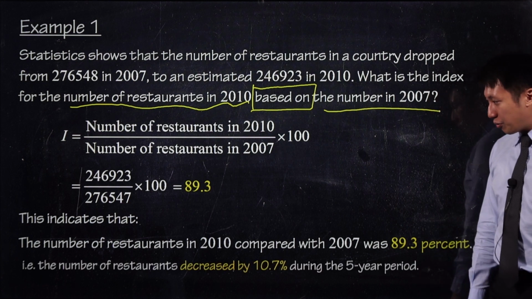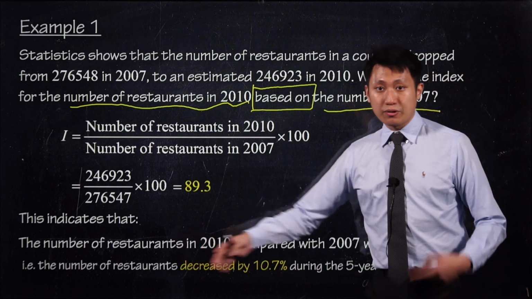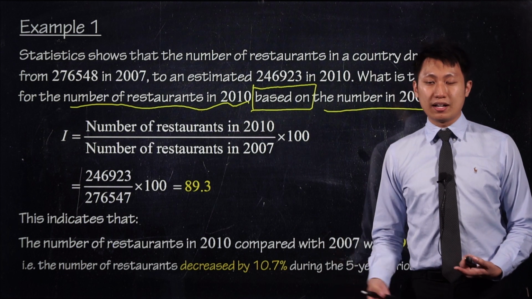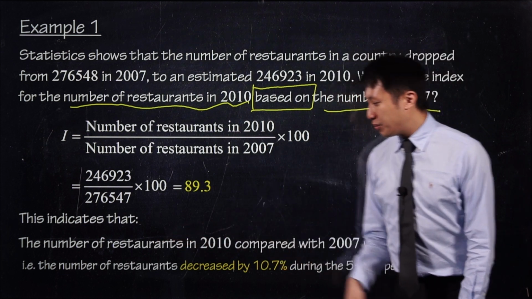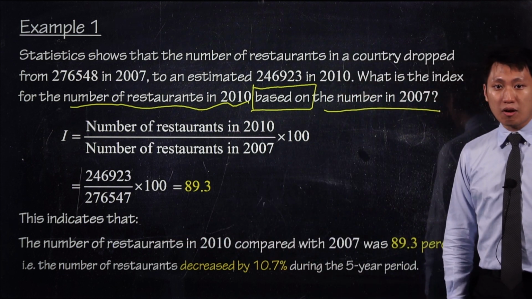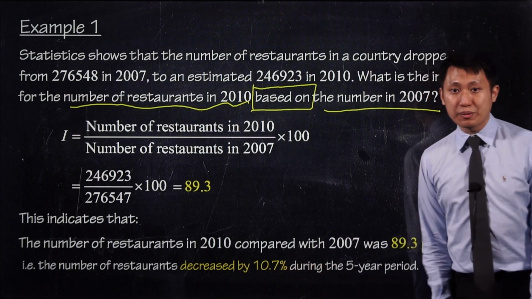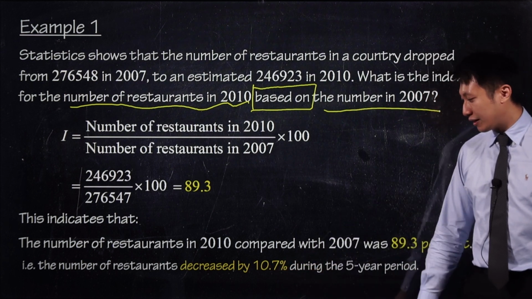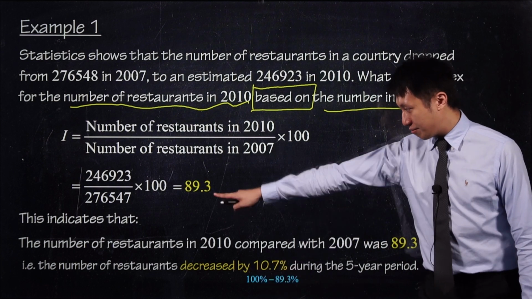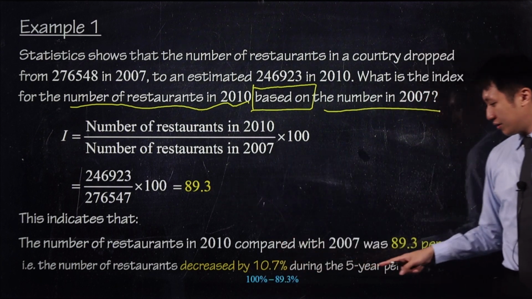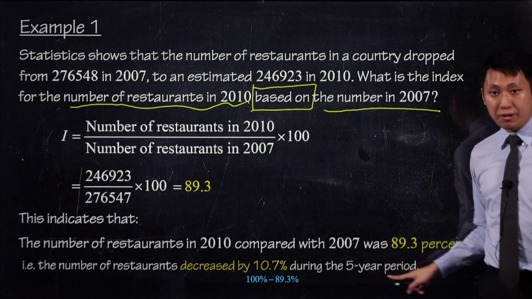So what does it mean? Okay, you can go further to talk about this one. The number of restaurants has decreased by how many percent? 10.7%. How do you get this 10.7%? It's actually 100% minus this 89.3%. So during the 5-year period.